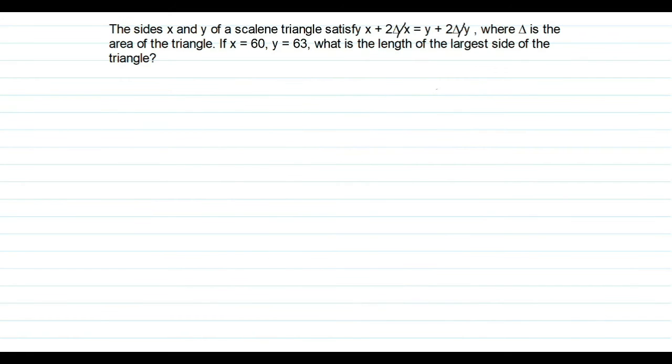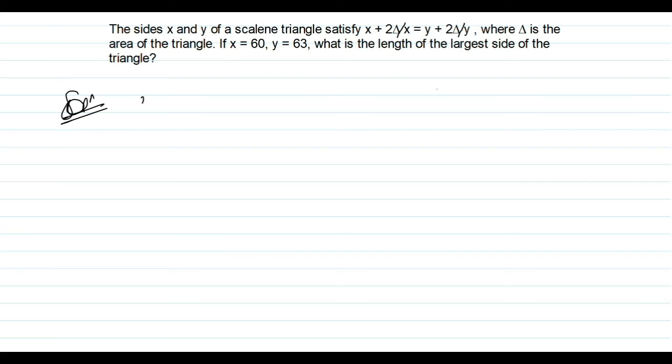So welcome to the third problem. The sides x and y of a scalene triangle satisfy x plus 2 del by x is equal to y plus 2 del by y, where del is the area of the triangle. If x is 60, y is 63, what is the length of the largest side of the triangle? So this problem is deceptively simple. It looks very daunting when you see it for the first time. But if you just go on having some faith in the problem, then you will find out that this problem is very simple. Now let me give you a solution.